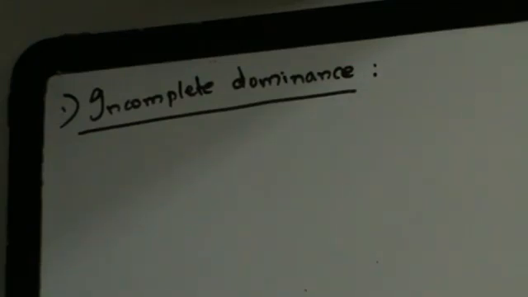For example, suppose I had a cross between a red flowered plant and a white flowered plant, both pure, with pure genotypes. In the F1 generation, if I get a pink flower, then that would be called incomplete dominance. Neither is the dominant character fully visible in the F1 generation, nor is the recessive character fully visible. So, do we understand what is incomplete dominance?